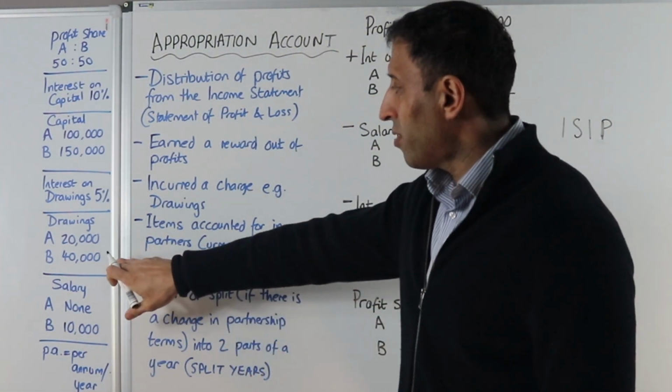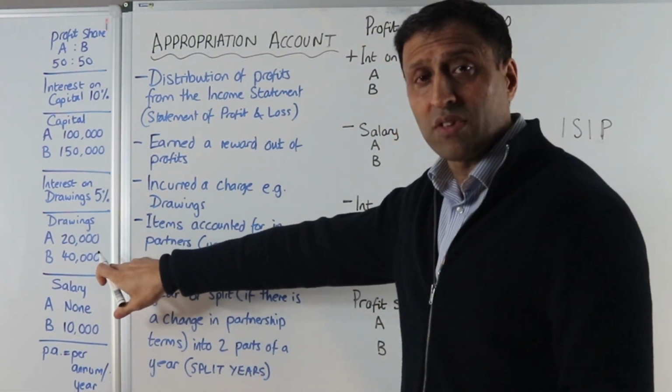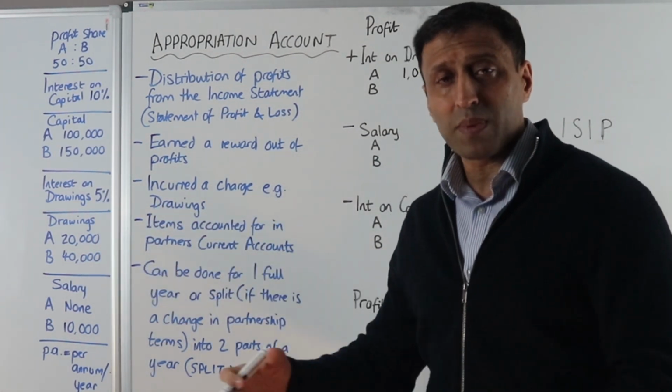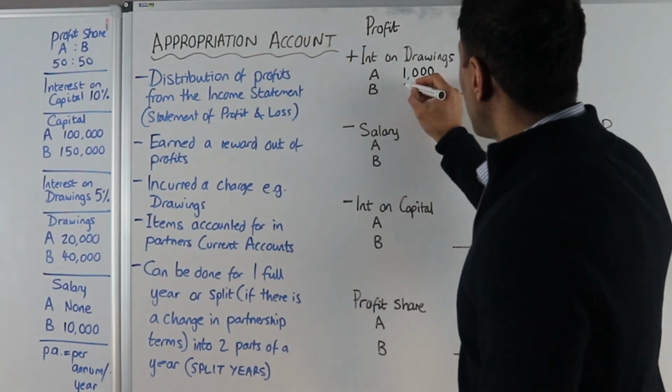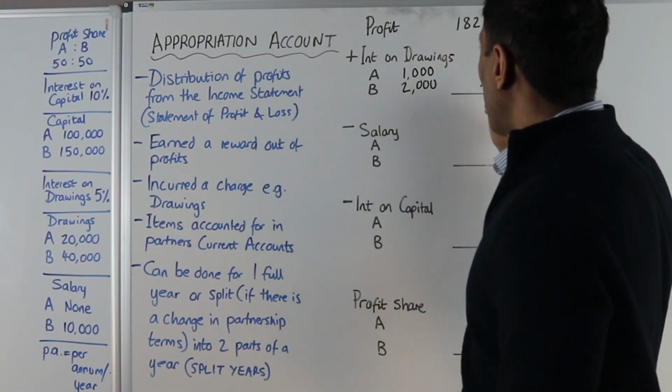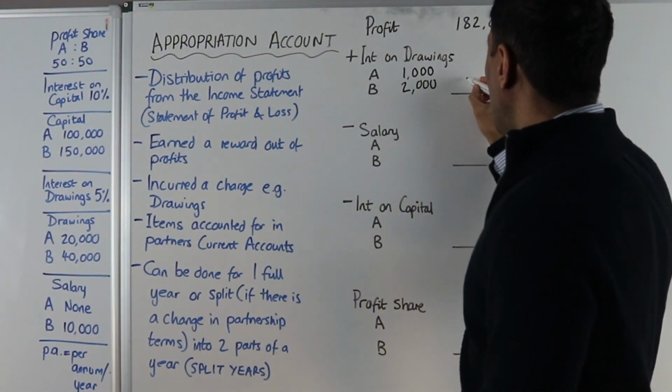And then B has taken out drawings of 40,000 at the beginning of the year. The charge on that is 5% per annum, 5% a year. 5% of 40,000 is 2,000. Okay, so now we've got the total figures for each partner.